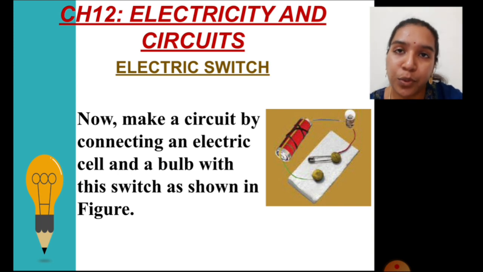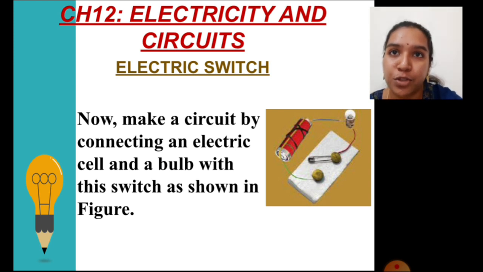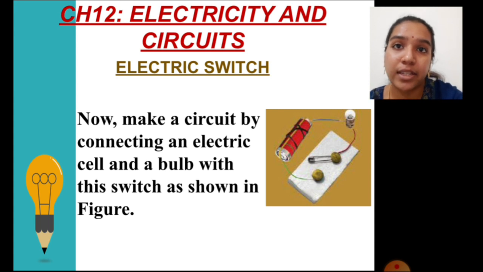Now what you will do is make a circuit by connecting an electric cell and a torch bulb along with the two wires which are connected with the switch. You can see the arrangement in the image here. So we have formed a complete circuit here. Now let us test whether the switch we attached to the circuit is working or not.